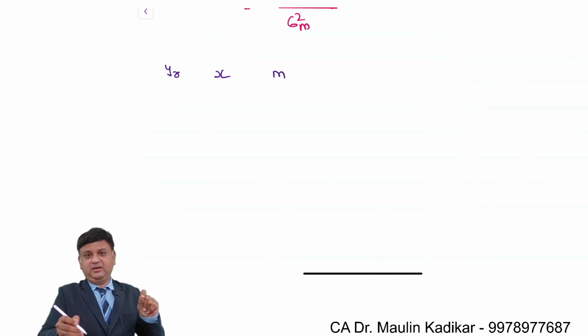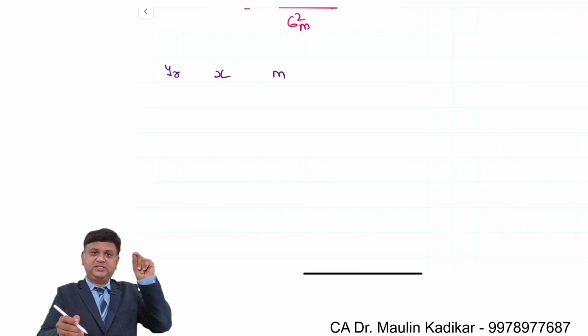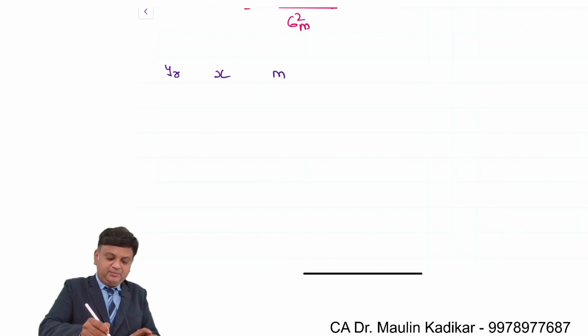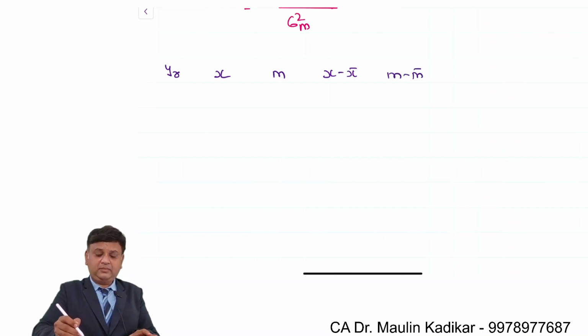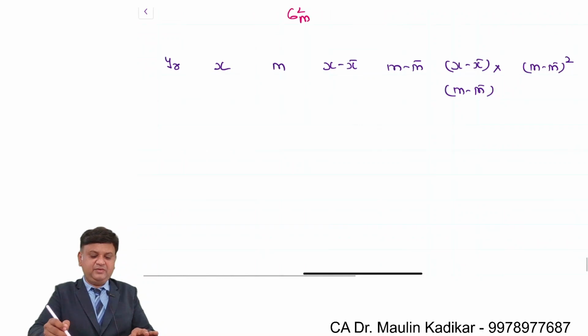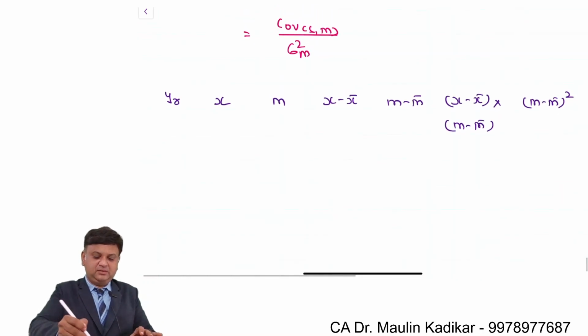Summation x divided by n, that will give x bar. Summation m divided by n will give the m bar. Then we'll compute x minus x bar. Then we'll compute m minus m bar. Then we'll make x minus x bar into m minus m bar. Next will be m minus m bar whole square. That is the way we are required to make the computation of the answer.